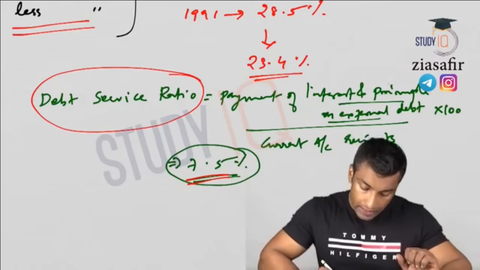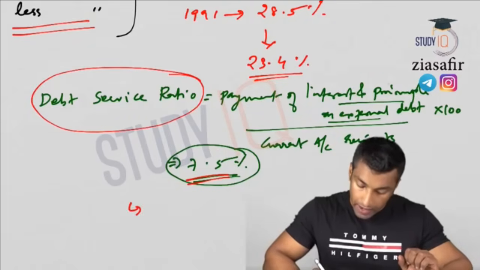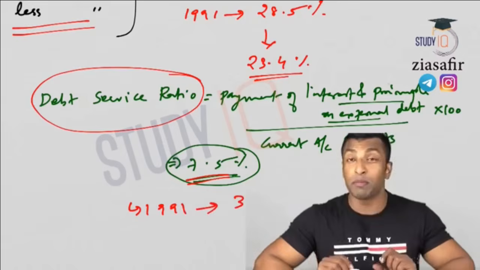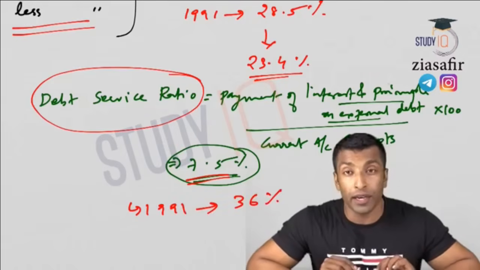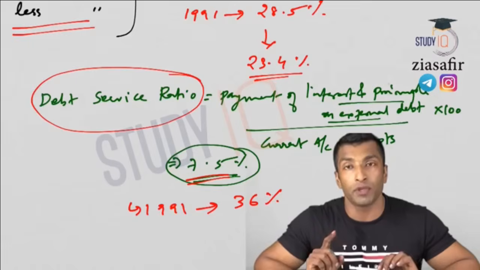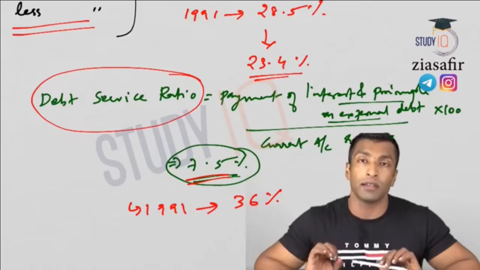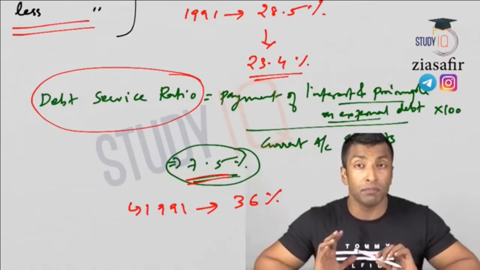You know what was our debt service ratio in 1991? In 1991 it was 36%. What do you mean by that? Out of every $100 that you are getting, $36 you have to spend for paying the interest and the principal. So now the condition is much better.